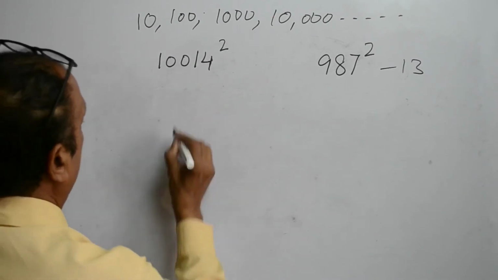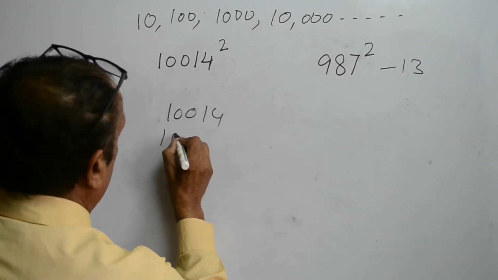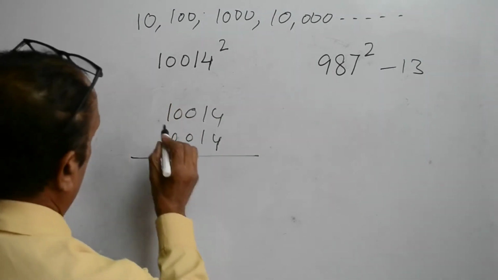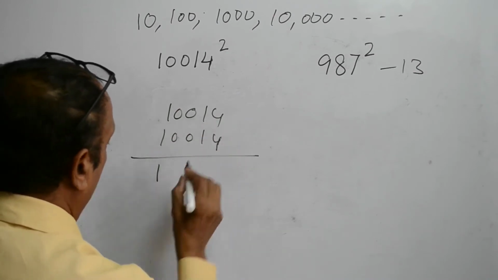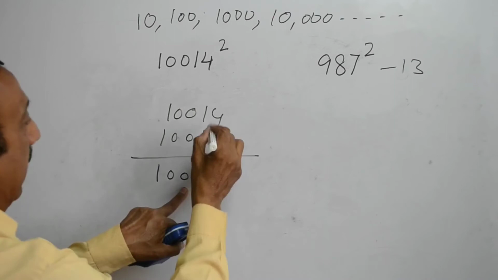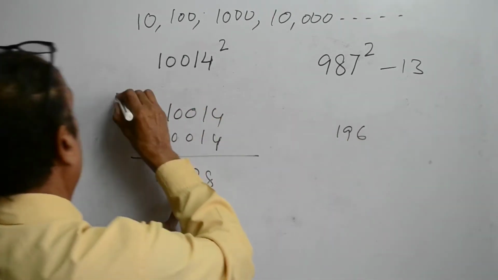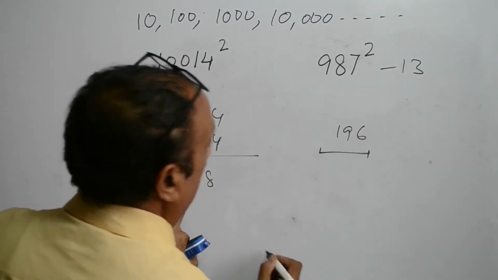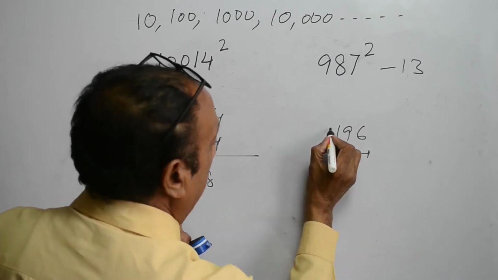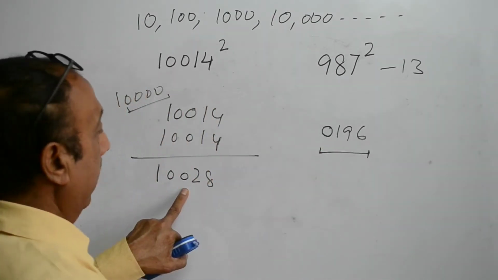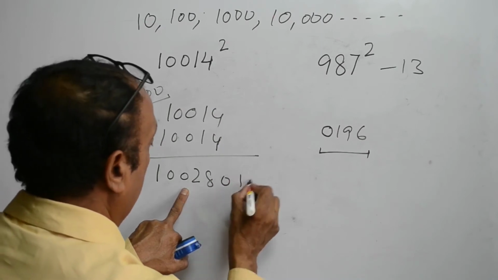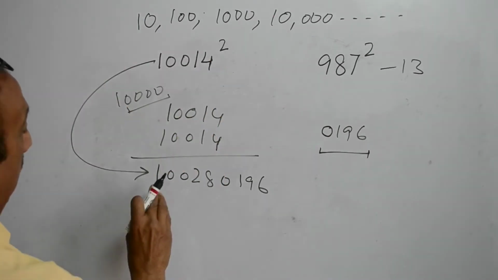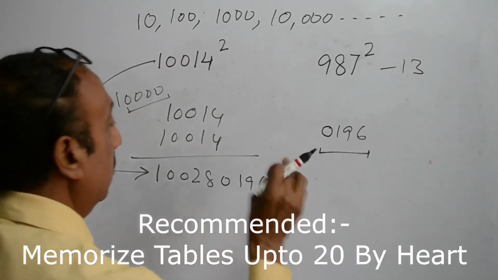Now let us solve this sum. 10,014 multiplied by 10,014. In 10,000 add 14 and 14, it is 28. Now multiply 14 by 14, we get 196. In 10,000 we have 4 zeros. So this number should be of 4 digits. To make it a 4-digit number, we will put a 0 over here and the answer will be 0196. So the answer of this square is 100280196.